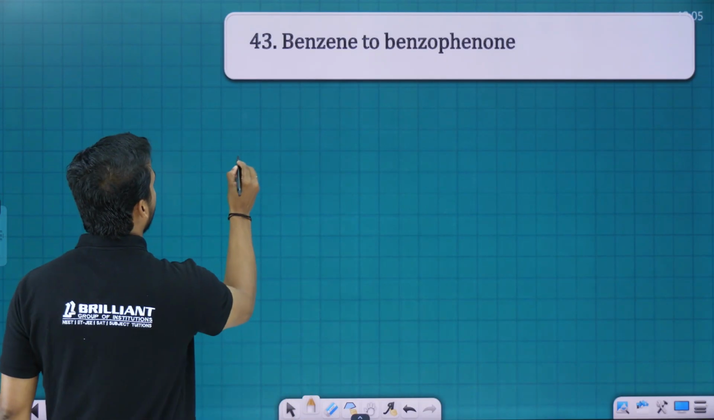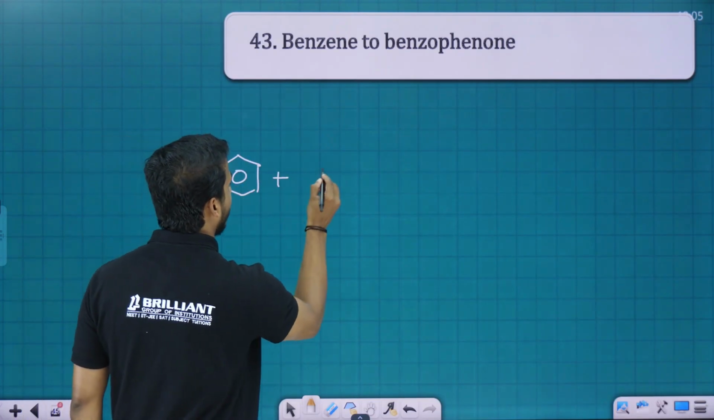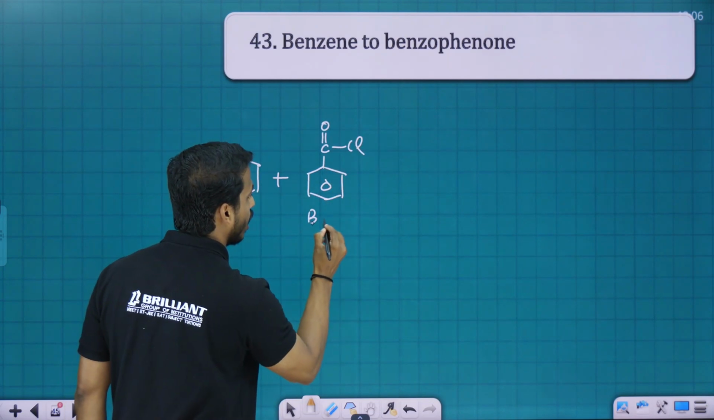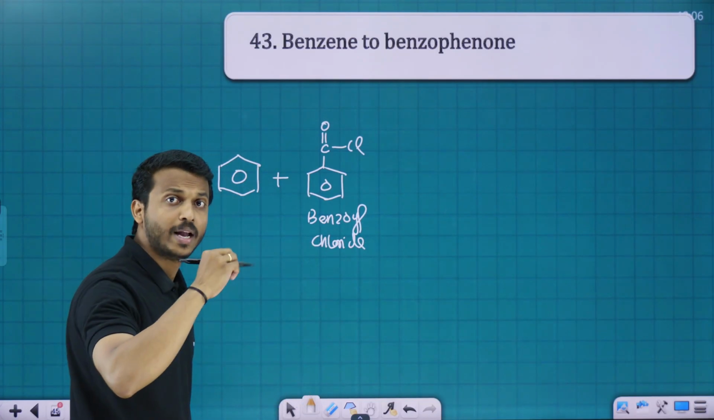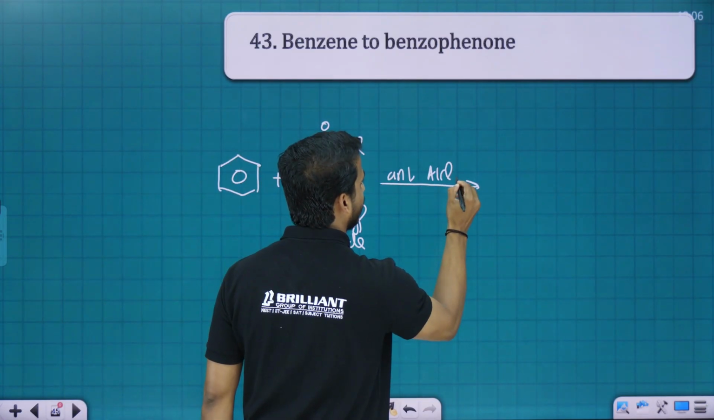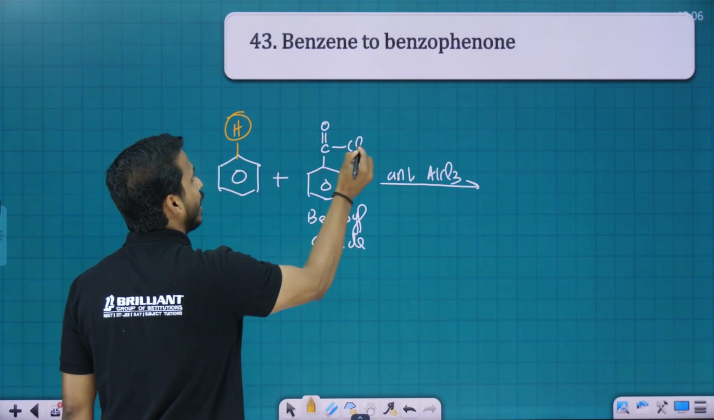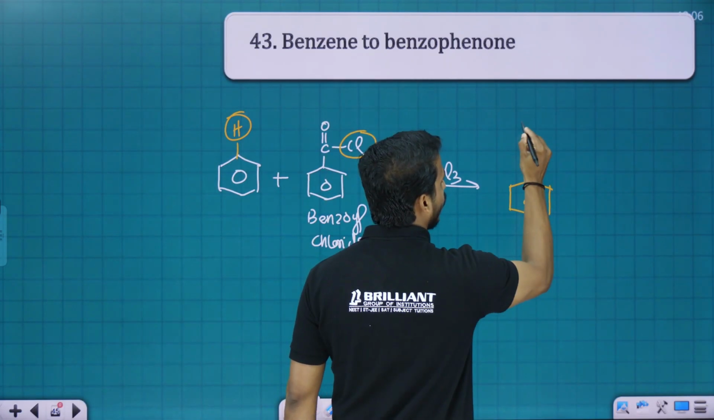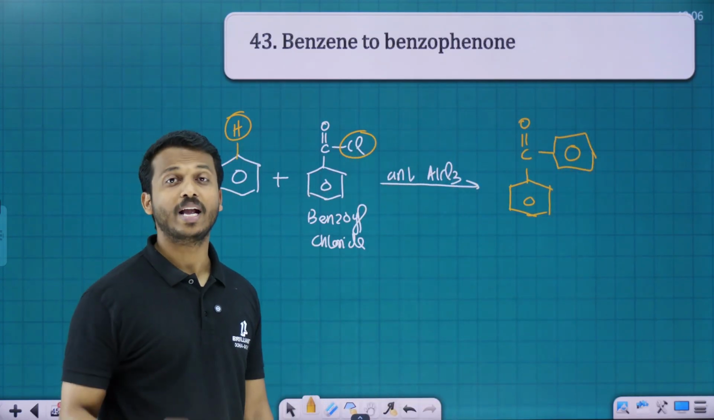Next one. How will you convert benzene to benzophenone? My dear, benzene is treated with benzoyl chloride. What is this compound called? Benzoyl chloride. Okay. Benzene when treated with benzoyl chloride in presence of anhydrous AlCl3, what will happen? Same like our Friedel-Crafts acylation, H and Cl go out, you will get benzene in which CO and one more benzene ring. This is called benzophenone.